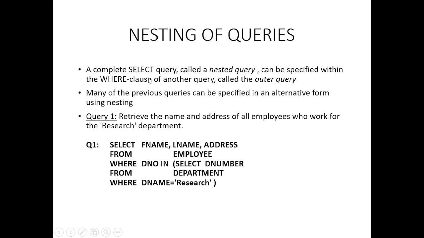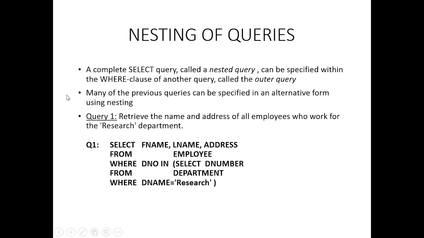And next is nesting of queries. Suppose a complete select query, called a nested query, can be specified within the where clause of another query, called the outer query. So when we say nesting of queries, we have an outer query, and inside that we have a complete select query that is known as a nested query.